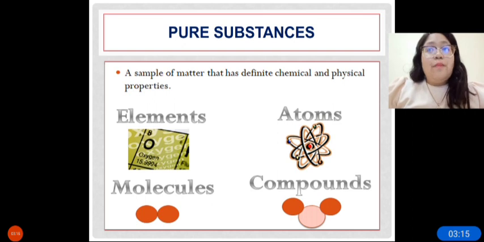Lastly, we have compounds. We could say that compounds are like a team of different elements that are chemically bonded together. So, water is actually a great example of a compound because it is made up of two hydrogen atoms and one oxygen atom that are chemically bonded together.